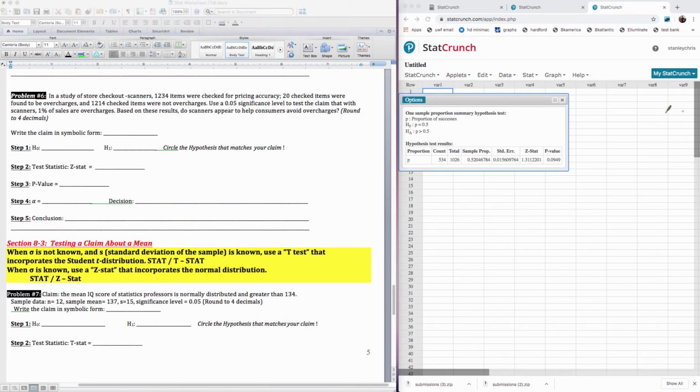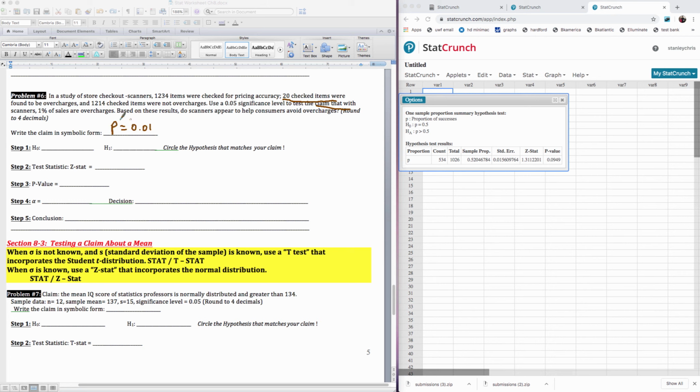Okay, so with this new one, there's a scanner, and in his study of store checkout scanners, 1,234 items were checked for price and accuracy. 20 were found to be overcharges, and 1,214 were not overcharging. So then they throw this claim that with the scanners, 1% are overcharges. That's their claim. So their claim is p equals 0.01.